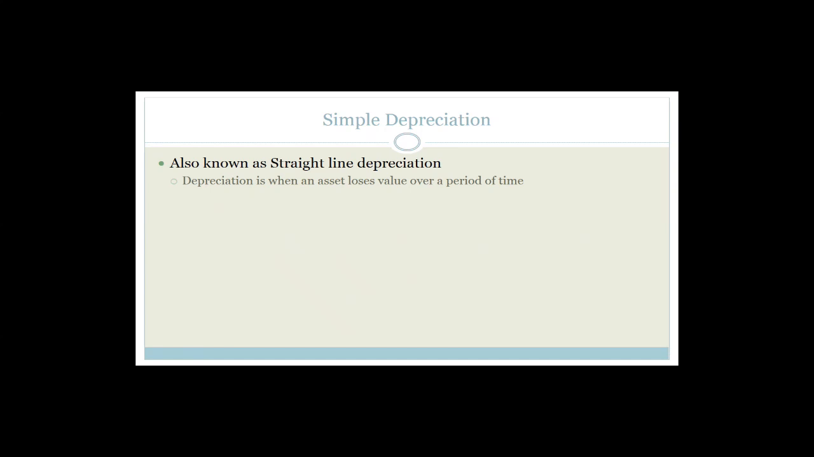So depreciation is when an asset loses value over a period of time, and let's say, for example, a car. The minute you drive a car off the car lot, okay, it loses value.